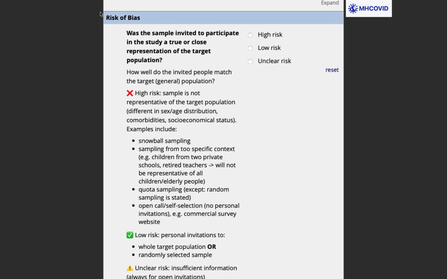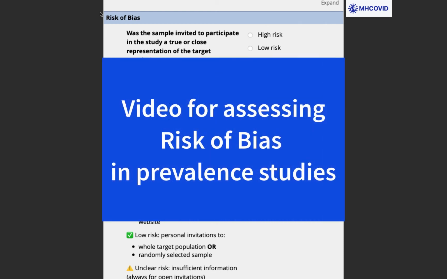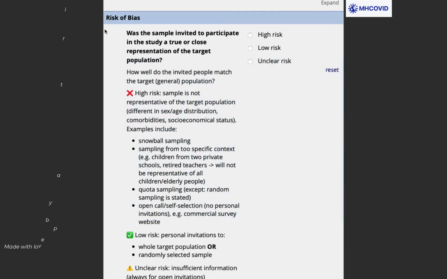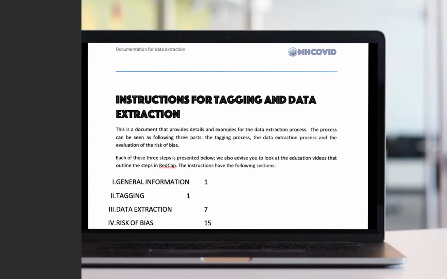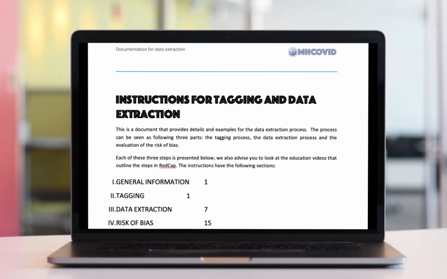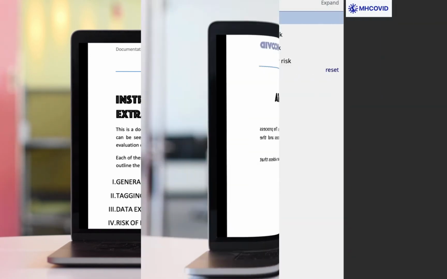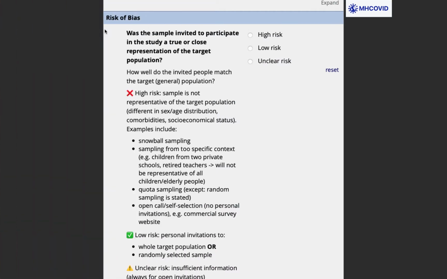This is a short video about evaluating the risk of bias in the included prevalence studies. Together with this video, you should consider the written document Instructions for Tagging and Data Extraction, where you can find more details and examples. As with all risk of bias tools, the assessment requires subjective judgment and it will not always be clear what the risk of bias is.